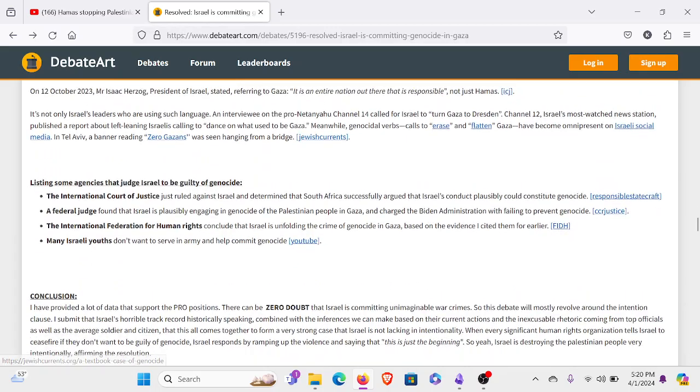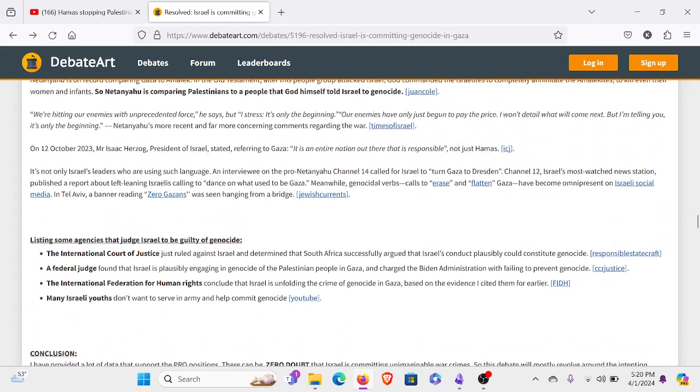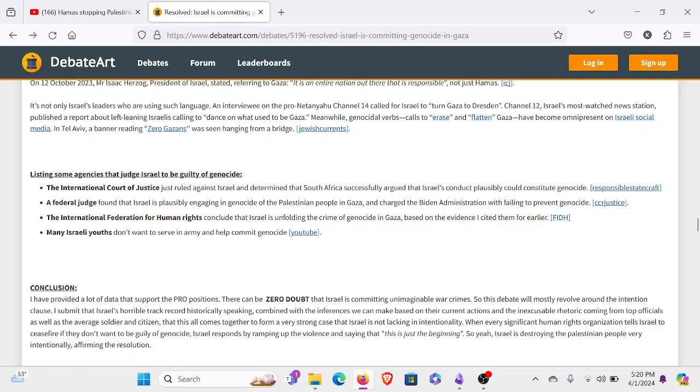Which I already explained earlier. You know, Hamas is basically the military wing of the Gaza Strip. And Hamas was elected to most of the political positions within the country.